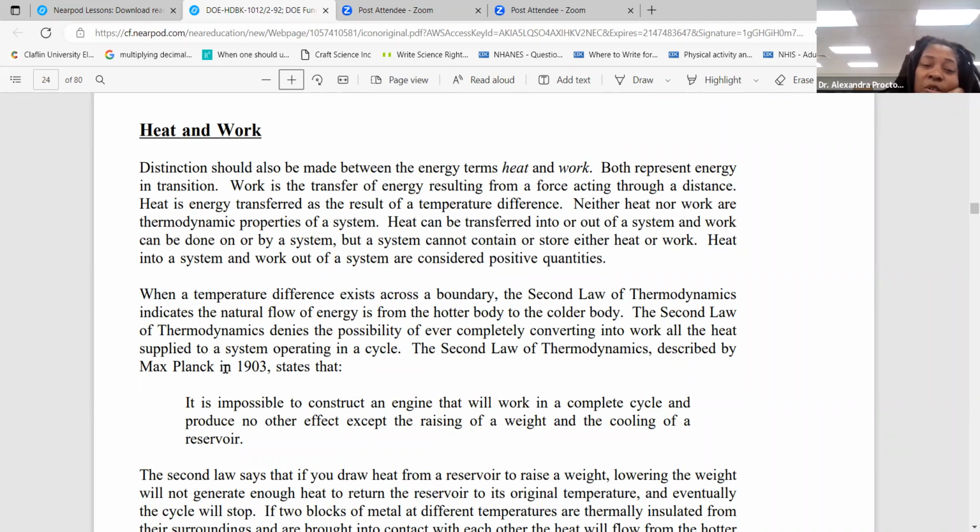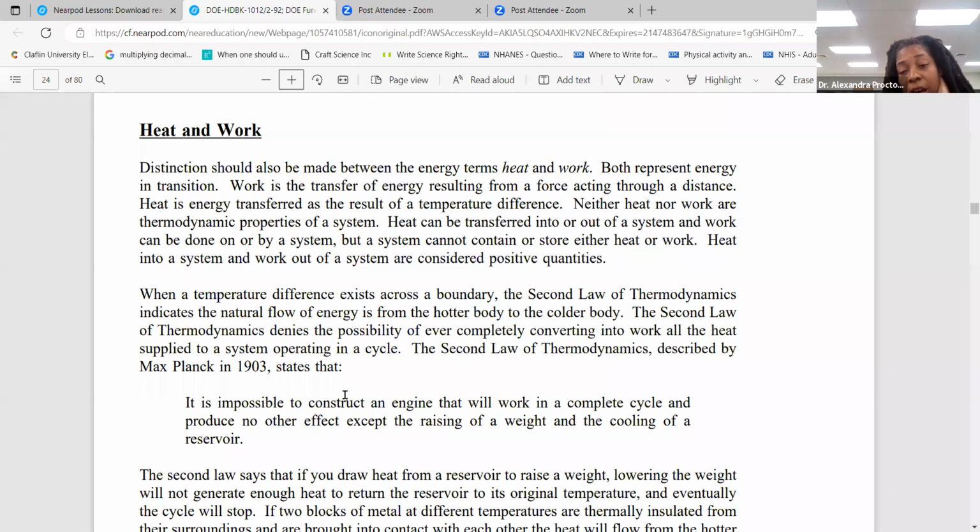So when a temperature difference exists across the boundary, the second law of thermodynamics indicates the natural flow of energy is from the hotter to the colder body. And the second law of thermodynamics denies the possibility of ever completely converting into work all of the heat that's supplied to a system in a cycle.